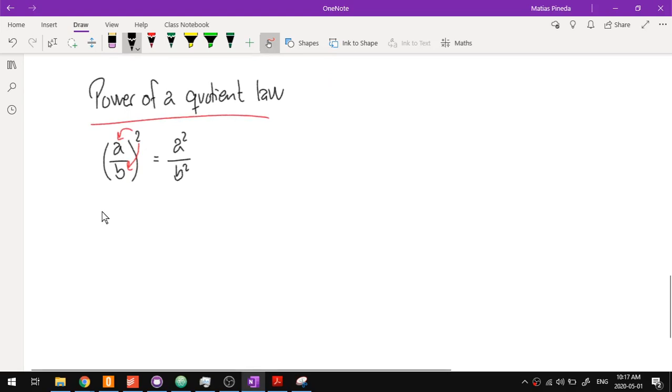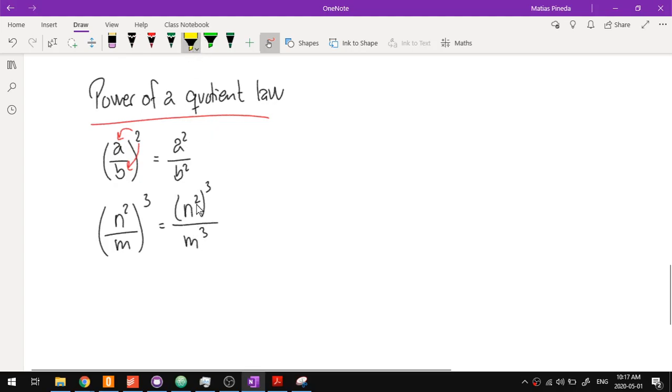If we have a scenario where we have, say, n squared over m as a quotient, and then that is cubed, we're going to do the same thing. We're going to apply this outside exponent 3 to each of the terms. So we're going to get in the numerator n squared, and it's cubed, over m cubed.